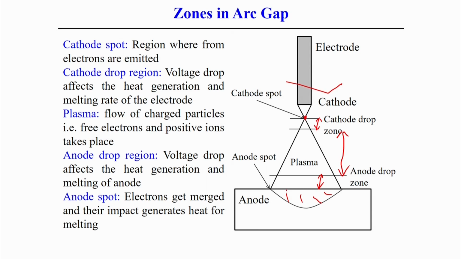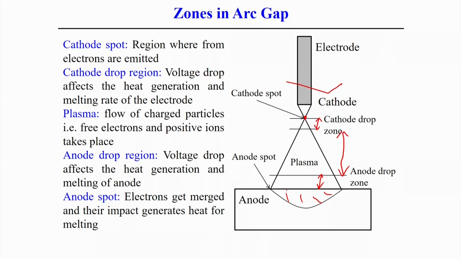The plasma zone is represented by the flow of charged particles, that is free electrons and positive ions. The electrons come out from the electrode, and at the same time when they interact with the shielding gas, they create some ions also. So it is a mixture of free electrons and positive ions, called the plasma zone. And the anode drop zone is where the voltage drop affects the heat generation and the melting of the anode.